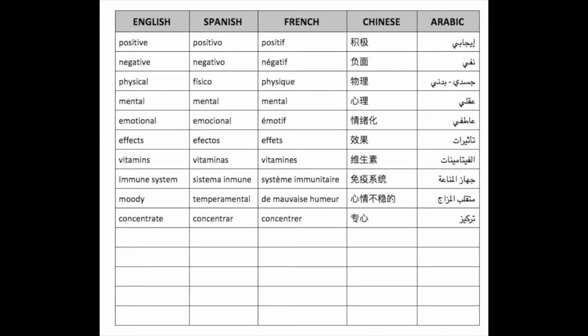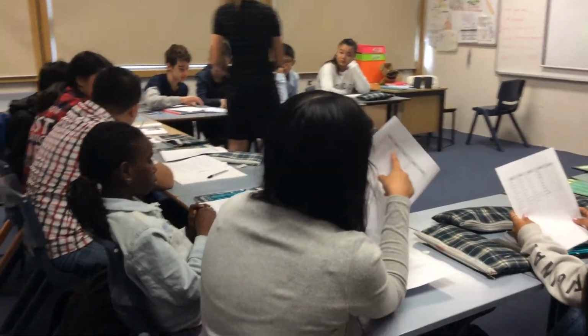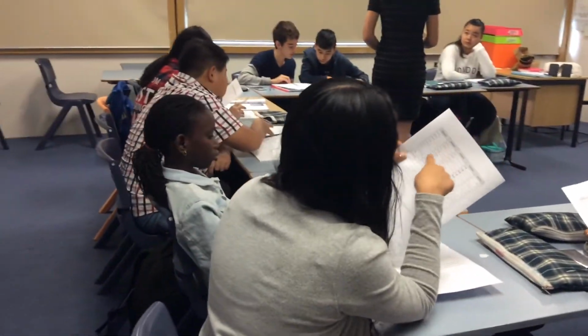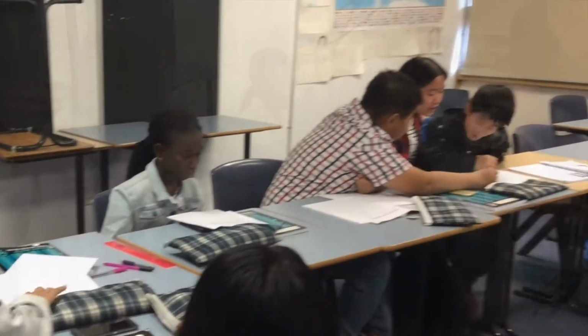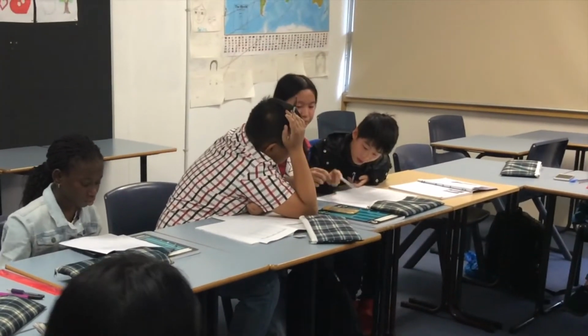We then looked at a transcript, and with this transcript I gave the students a translated dictionary. So it was translated into each of the languages that we had in the class. The students used this dictionary to identify the dictionary words in the transcript and try to make some meaning out of the speech that they'd seen.